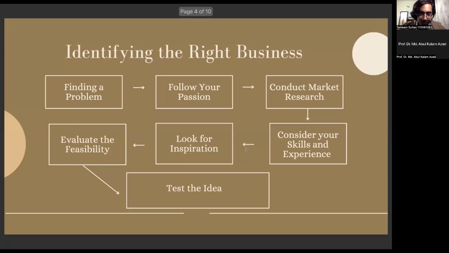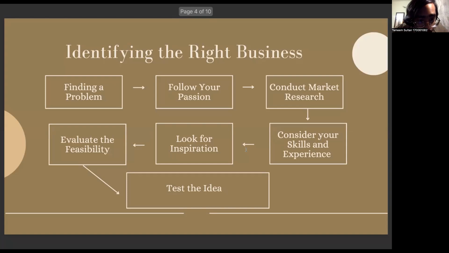The next one is to conduct market research. This is very important. Research the market to identify potential gaps or opportunities. Try to analyze the trends and the competition and identify potential customers. This can help you identify areas where you can offer very unique value.